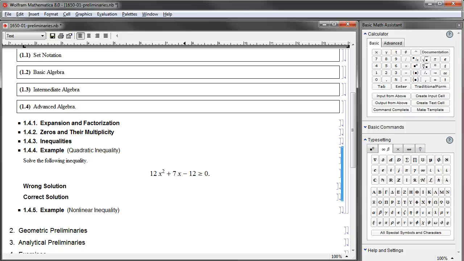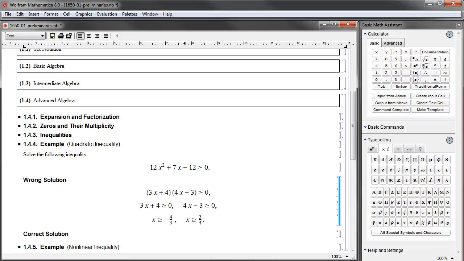Here's an example of a quadratic inequality, and here's an example of a wrong solution. If you have a quadratic inequality, just factor it, just like solving an equation, and then first factor is greater than or equal to 0, second factor is greater than or equal to 0. We have these two, but those inequalities are incorrect. One of them is right, the other is wrong actually. How do you get the correct solution?